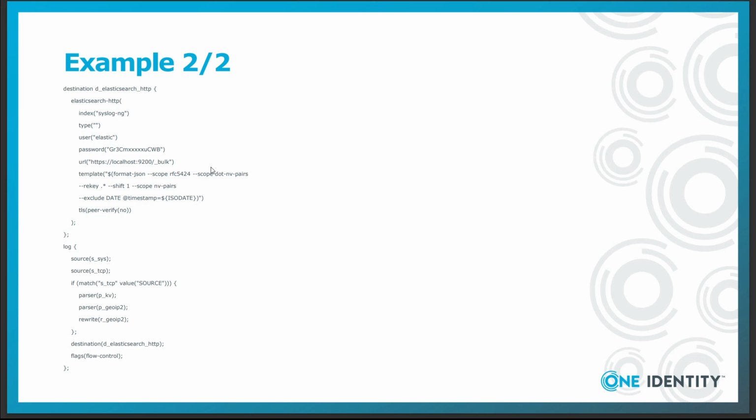The log statement starts with two sources, one for the local log messages, while the other one is the network source collecting iptables logs. Parsing is only necessary for the logs arriving to the network source, so there is an if statement which is matching on logs coming from the TCP source. Matching logs are parsed and rewritten by the parsers and the rewrite rule defined earlier. Finally, all log messages are sent to Elasticsearch.